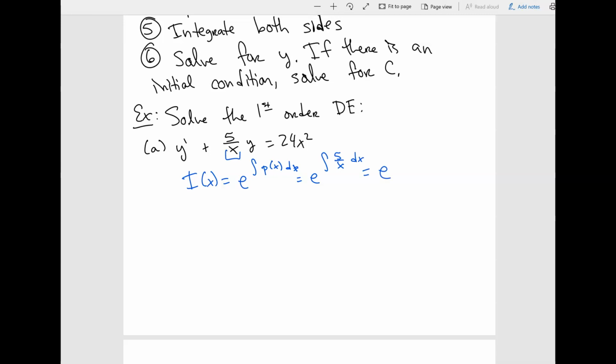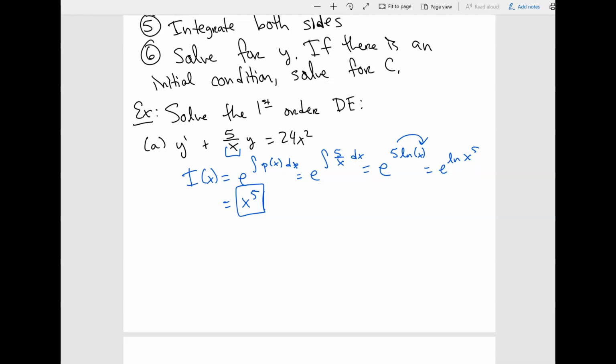I'm going to take the integral of that. That gives me 5 ln of x plus c, but we're going to omit the c. We put the 5 on the top, so we have e to the ln of x to the power of 5, which in turn gives me x to the power of 5. So my integration factor is x to the 5th power.